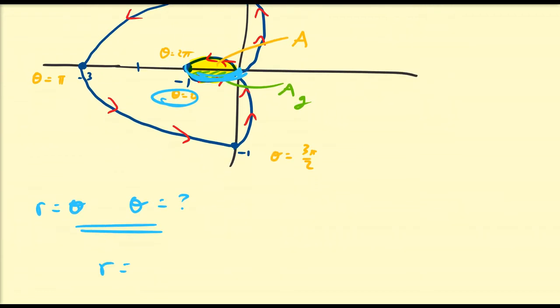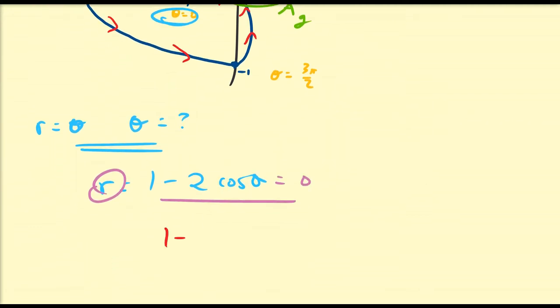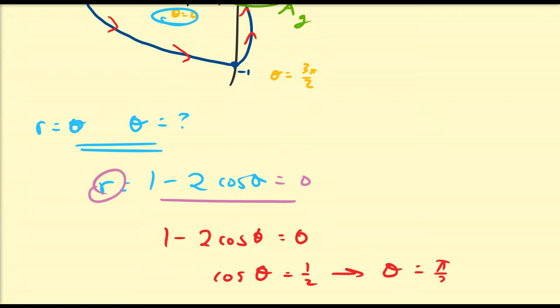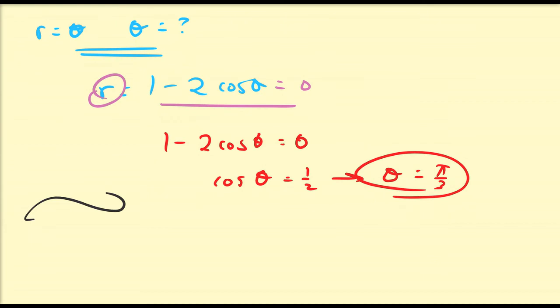So r is equal to 1 minus 2 times the cosine of theta is our curve. We want to set r equal to 0 and solve this equation for theta. So we have 1 minus 2 cosine theta equal to 0. Clearly cosine theta must be equal to 1/2, so theta must be equal to pi over 3. That's definitely the first thing that we need.